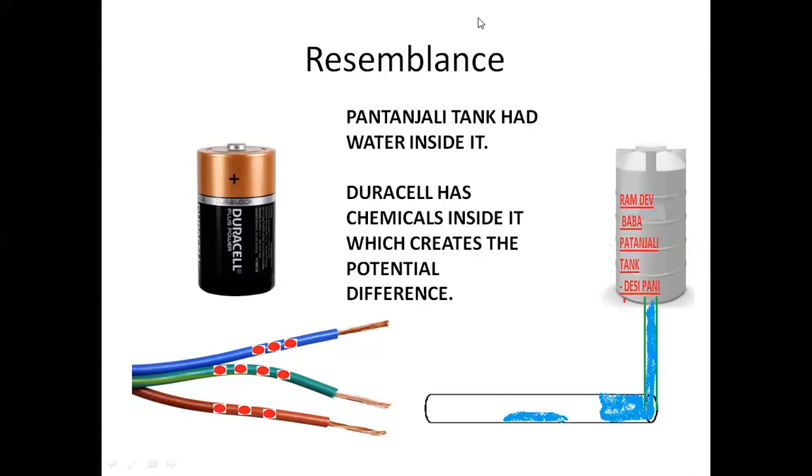Give me answers in the chat box. Will the cell create a pressure difference, same as the water tank? The way the water tank created pressure difference, in the same way this cell is going to create pressure difference. Yes, students are saying yes. Okay, fine. So it's very simple. As in this case water started moving from that tank into the tube, now give me direction. If this Duracell is the water tank, where will the electrons flow?